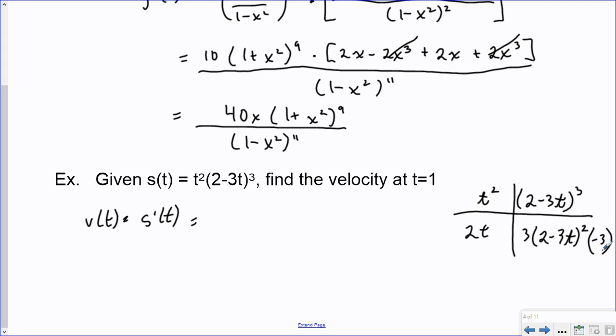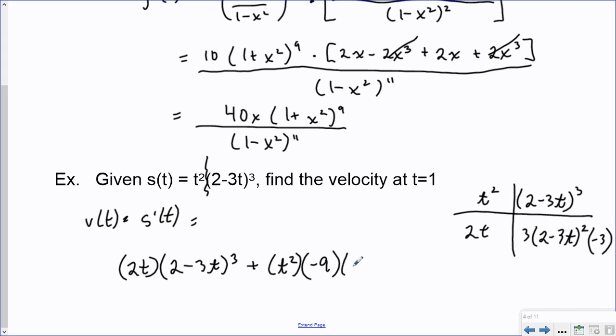Right, so my derivative function is a product rule, right? There's a product in here. That's why I broke them apart. So I've got 2t, and then 2 minus 3t to the power 3, plus t squared times negative 9. I'm just going to multiply the 3 and the negative 3 together. And now I've got, okay, and that's my s prime of t.